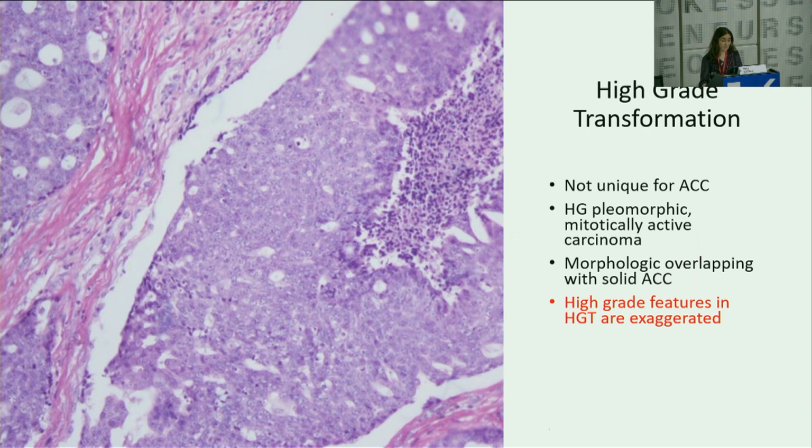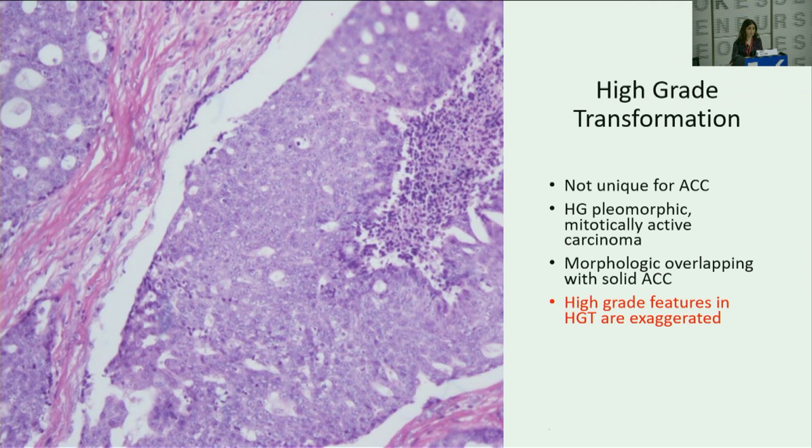High-grade transformation is a phenomenon that's not unique to adenoid cystic carcinoma. It's been reported in other salivary gland tumor types. The high-grade tumor is characterized by carcinoma that is pleomorphic and shows high mitotic activity, and is difficult to recognize as a specific entity without the conventional, typical, lower-grade adenoid cystic carcinoma. There is morphologic overlap between solid adenoid cystic carcinoma and adenoid cystic carcinoma with high-grade transformation, and you could consider the aggressive features we discussed in solid adenoid cystic, like mitotic activity and necrosis, as emphasized and exaggerated in high-grade transformation.